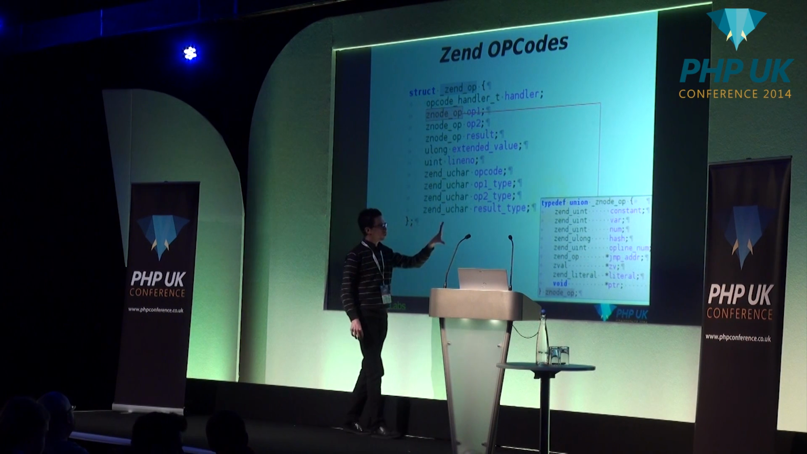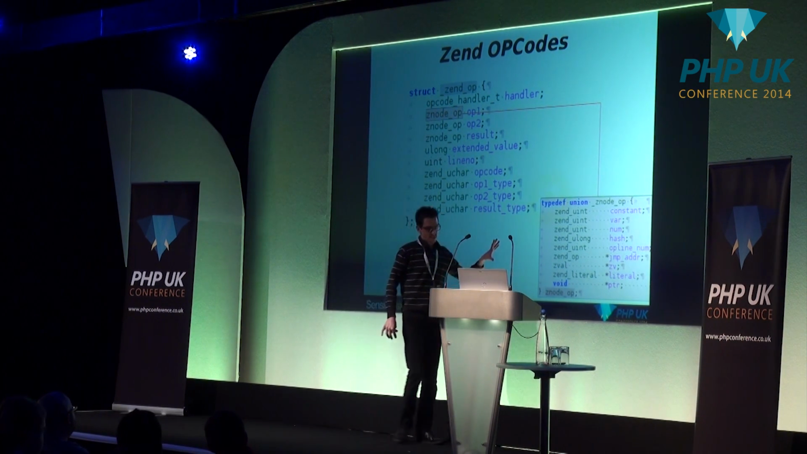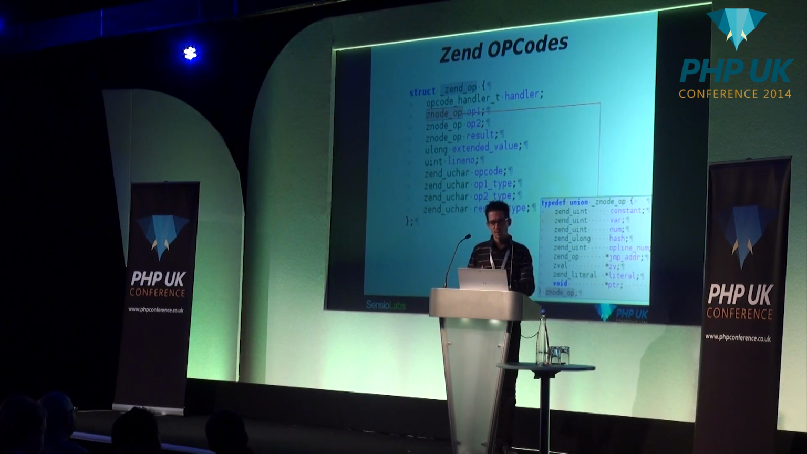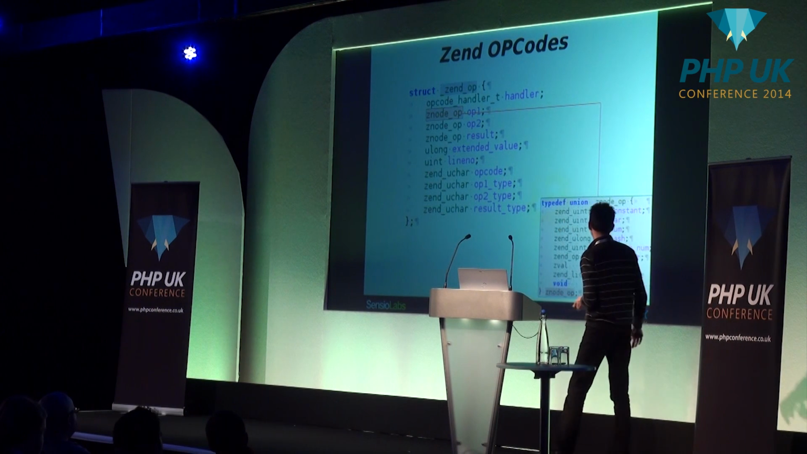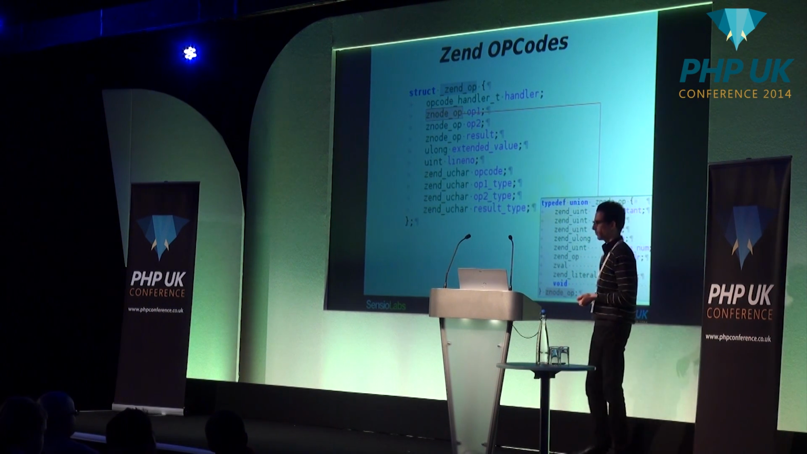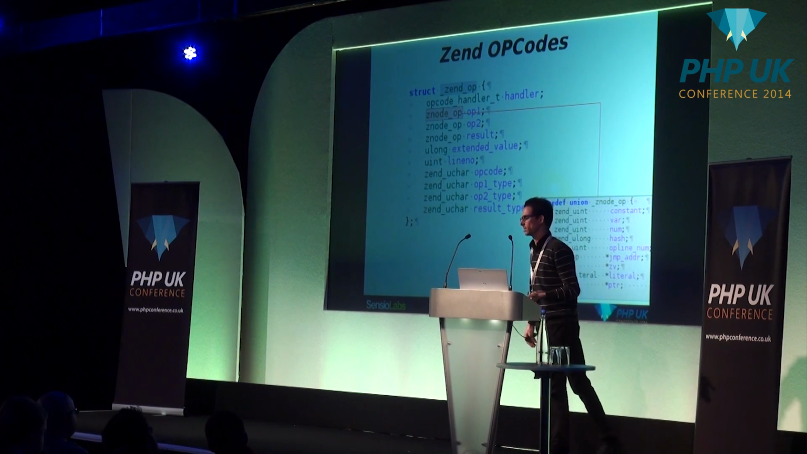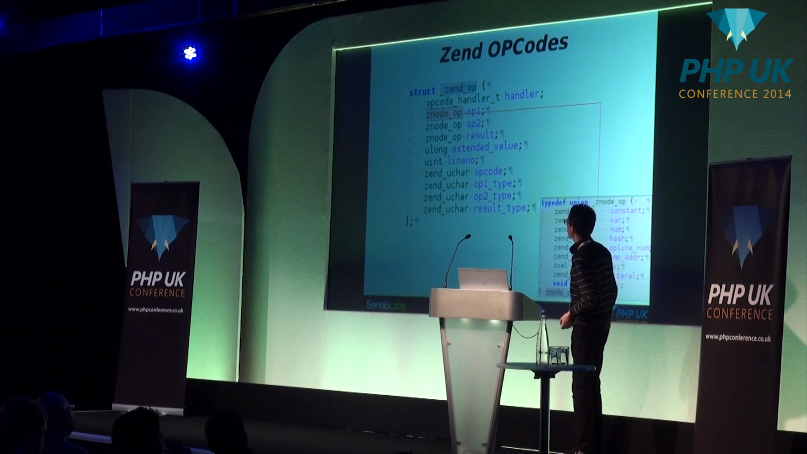And the nodes. The operand and the result are nodes, and nodes can be constant variables, numbers, hashes, or jump addresses, which are used when you talk about if, while, switch, and things like that. So this is C code, and that's it. That's how it works actually.